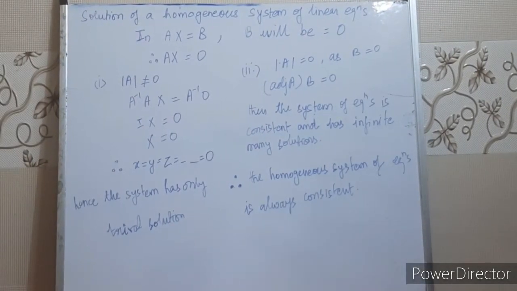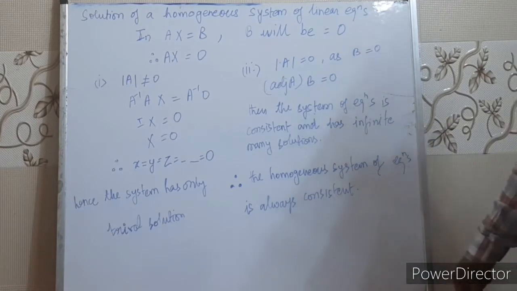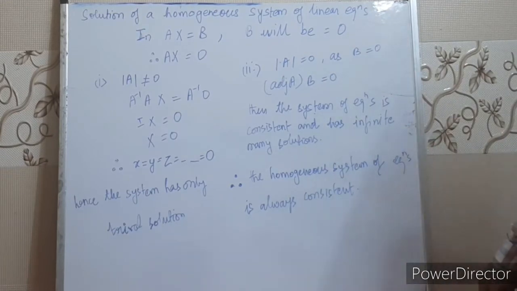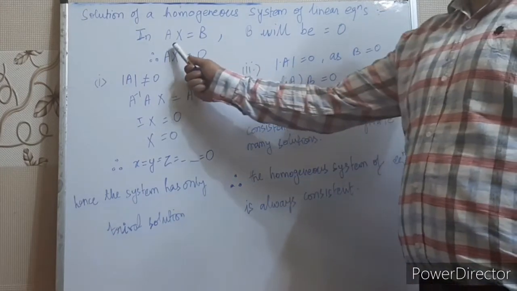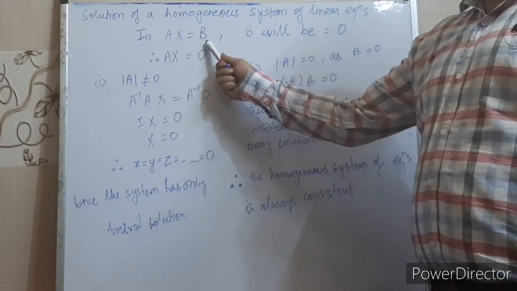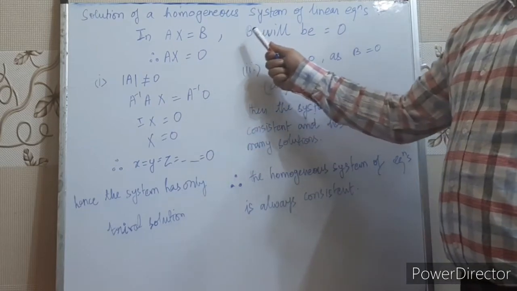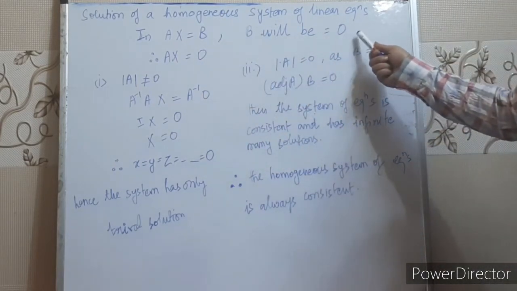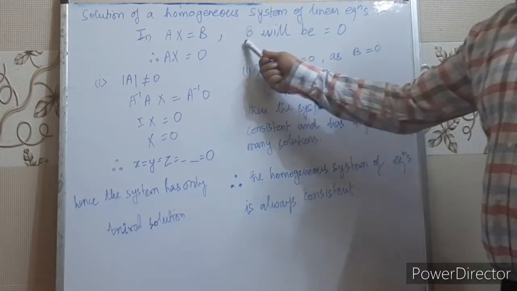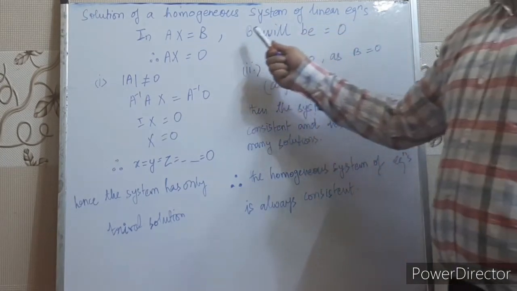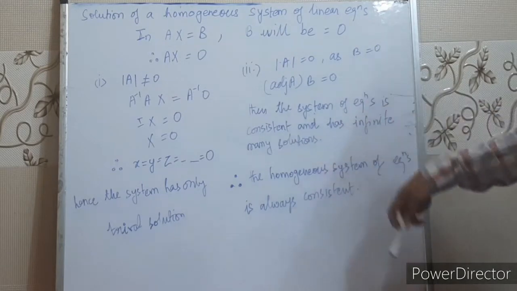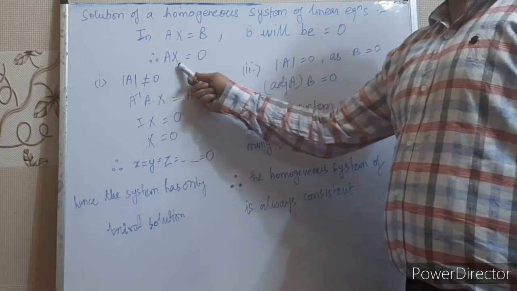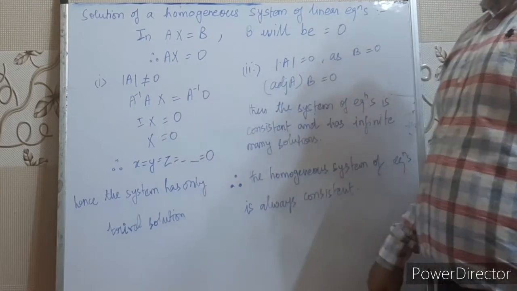Children, next we are going to study the homogeneous system of linear equations. Children, what is a homogeneous system of linear equations? Suppose any system of equations is given as AX equals B. When this B matrix becomes a null matrix, then we say that the system of linear equations is homogeneous. Then what will it become? A into X equals a null matrix.